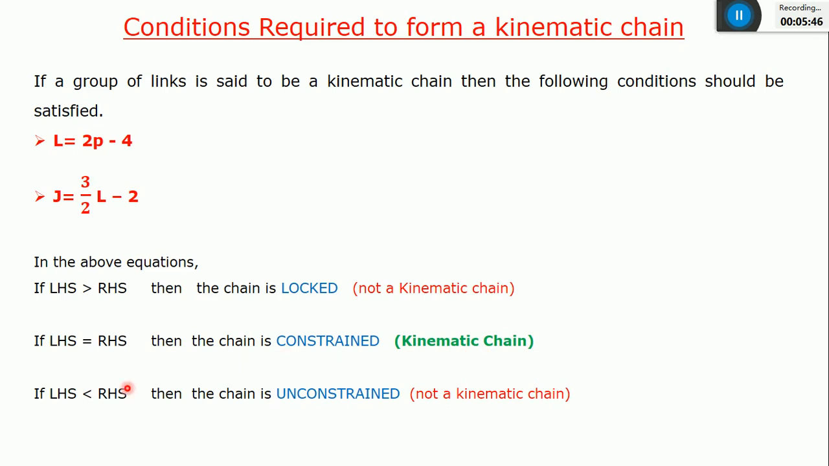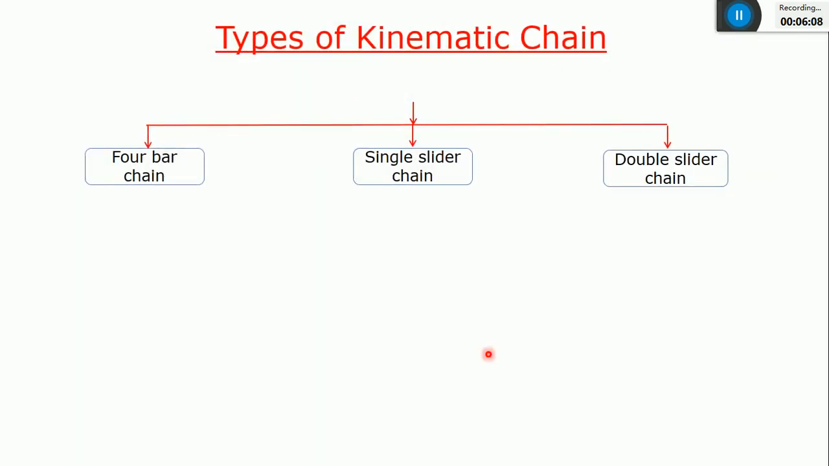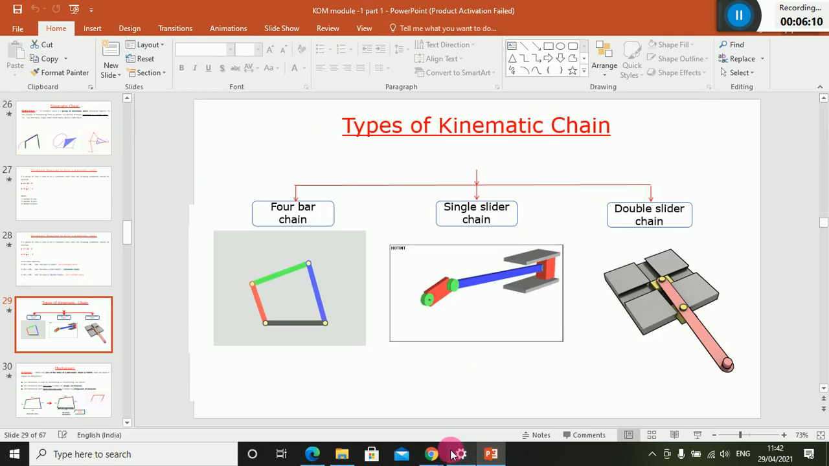Okay, and if this LHS is less than RHS, then such a chain is called an unconstrained chain. So if the LHS is equal to RHS, then only can I call such a group of kinematic pairs a kinematic chain. Let me take some examples so that it will be convenient.